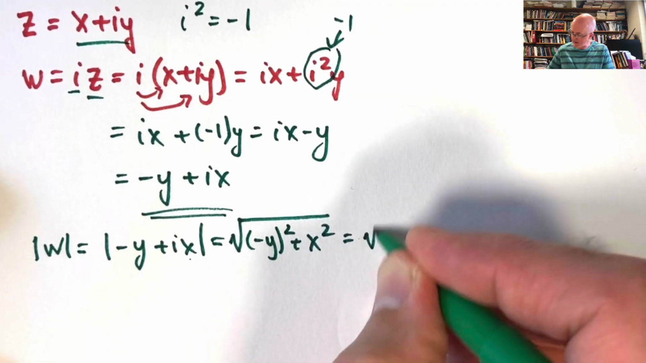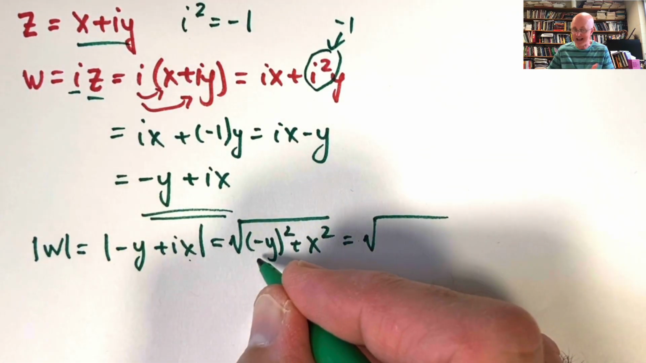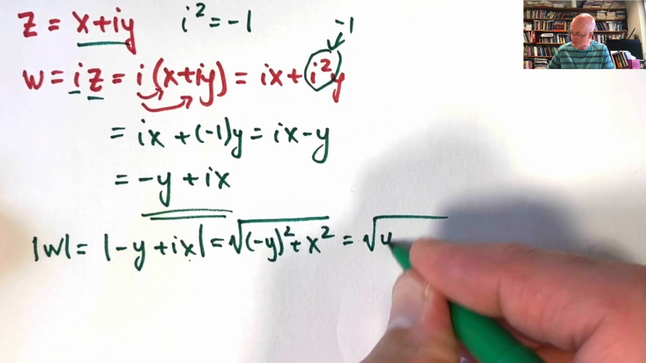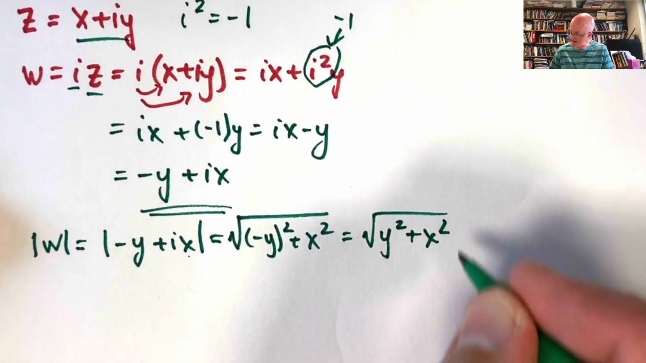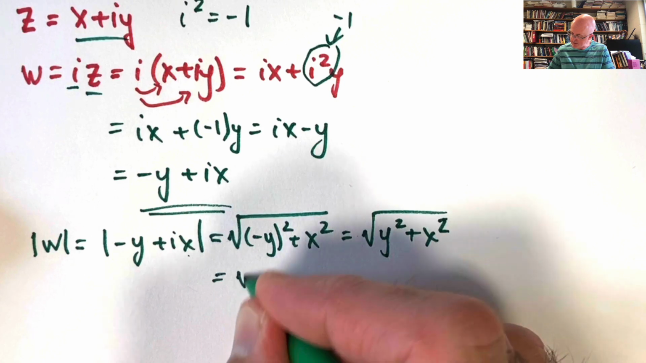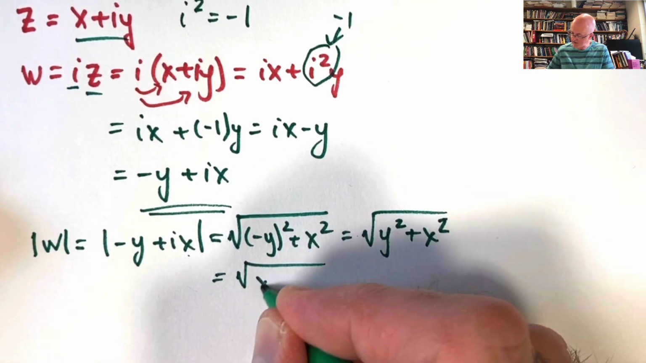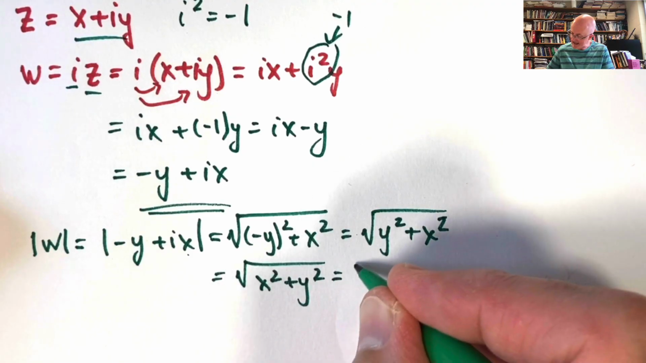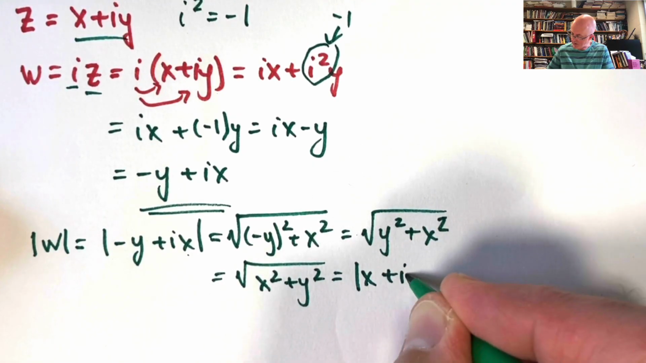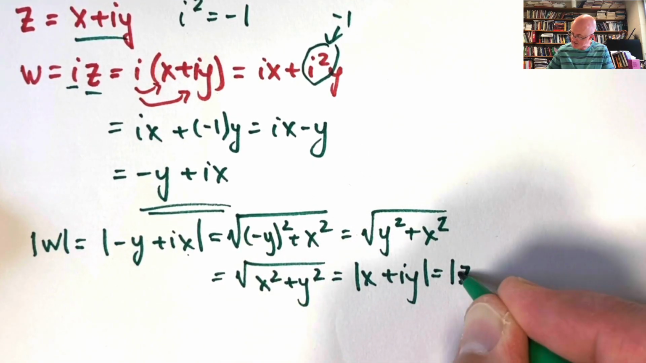We know that, well, when you take a real number and negate it and square it, you get the same thing as that real number itself squared. This is the square root of y squared plus x squared. Then you can use the commutative property of addition, write this as the square root of x squared plus y squared, and that is the same as the modulus of x plus iy. It is the same as the modulus of z.